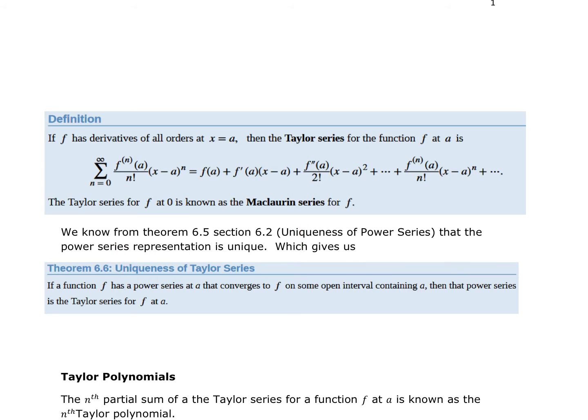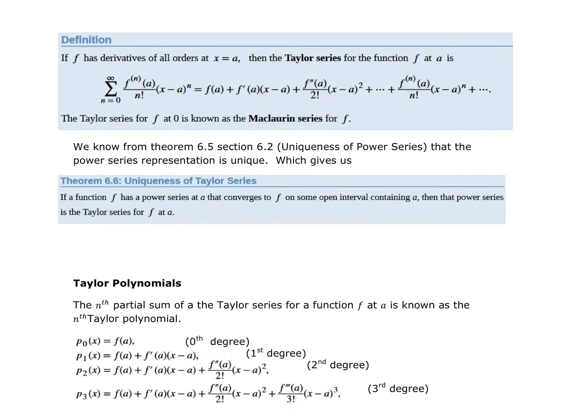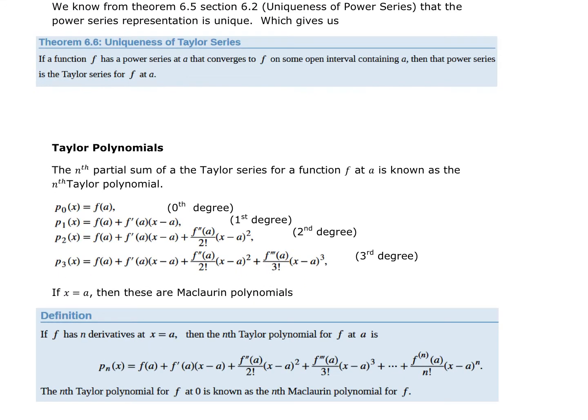Now we know from theorem 6.5 and 6.2 that this representation is unique, which gives us the next theorem. If a function f has a power series at a that converges to f on some open interval containing a, then that power series is the Taylor series for f at that center a. The nth partial sum of a Taylor series for a function f at some a is known, and we call this the nth Taylor polynomial.